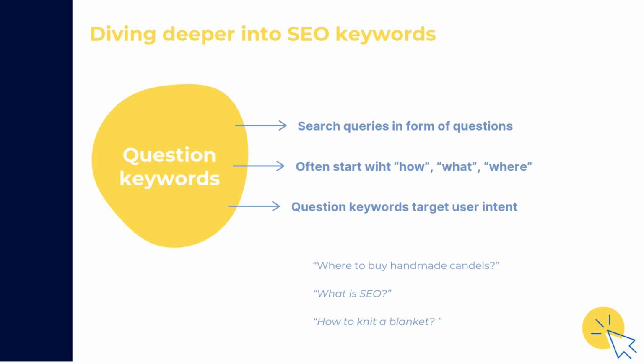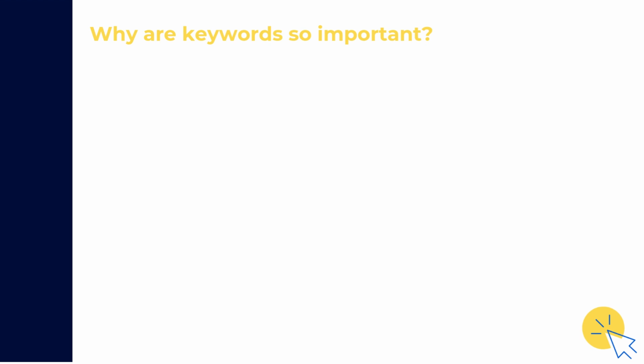So, by using short tail, long tail, and question keywords, you're not just throwing your content out there and hoping for the best. You're being strategic, connecting with the right people at the right time. Now, you might be wondering, why are keywords so important for SEO?